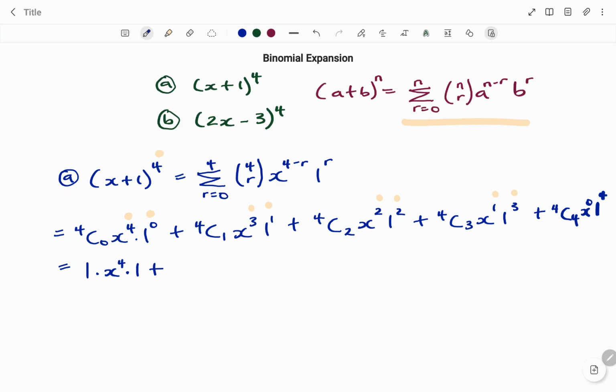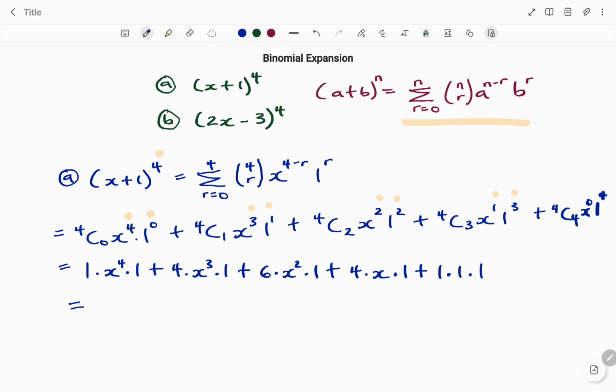4 combination 1 is 4 times x to the power of 3, and 1 to the power of 1 is 1. Plus the next term, 4 combination 2, that's 6, times x to the power of 2, and 1 squared is 1. Plus 4 combination 3 is 4, times x to the power of 1, x, times 1 to the power of 3 is 1. Plus our last term, 4 combination 4 is 1, times x to the power of 0 is 1, times 1 to the power of 4 is 1.